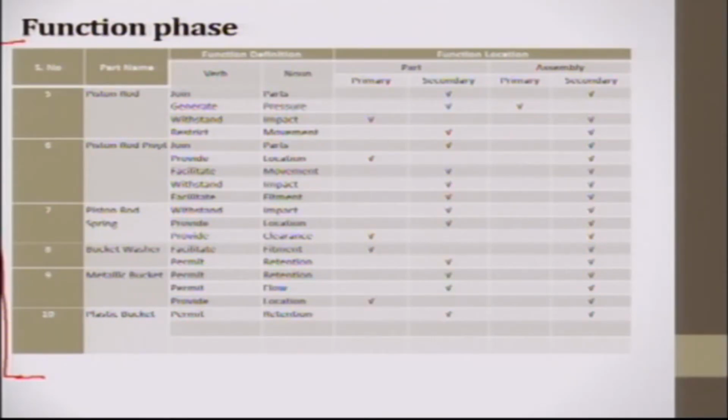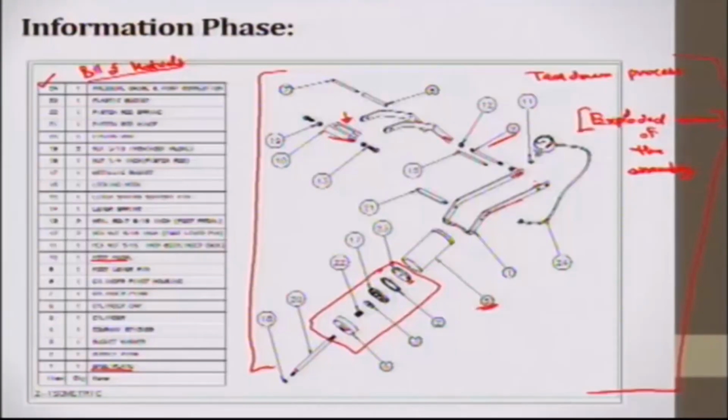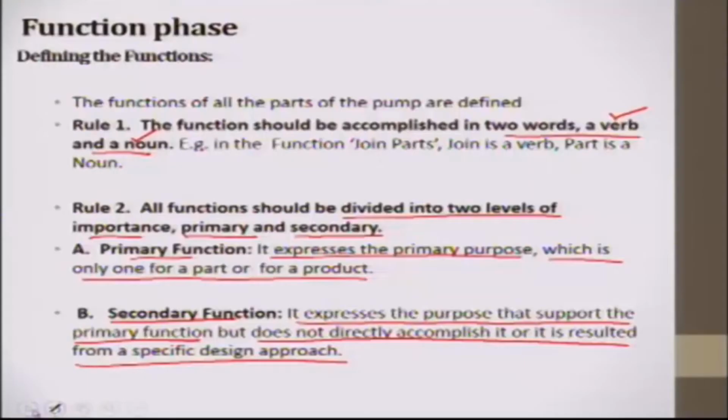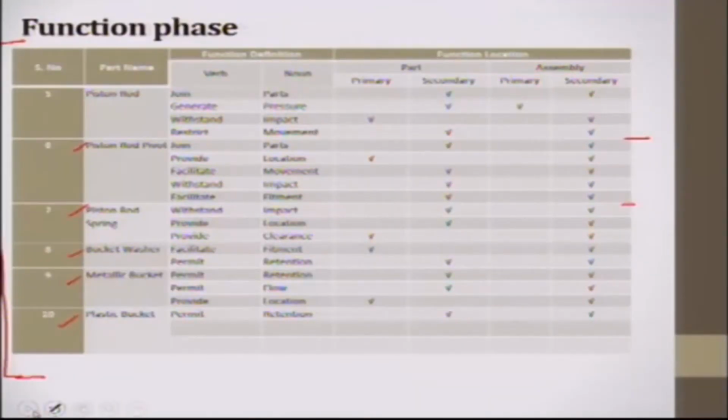You can see there are certain components like piston rod pivot, piston rod spring, bucket washer, metallic bucket, plastic bucket. These all are the components that help to fix and operate the piston in the proper way. Here this movement of our piston is being carried out. So these do not have the primary function of assembly in them, but in the present design they do exist. We will see, are they essential or just desirable?